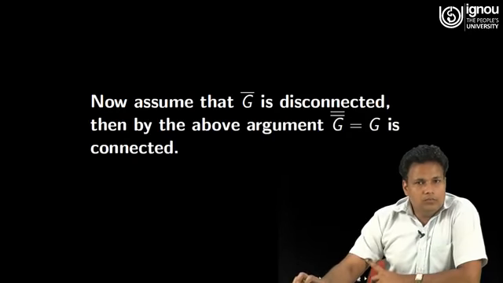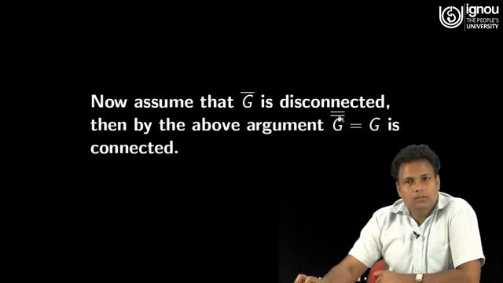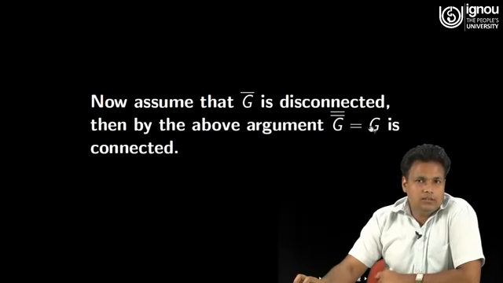Now we shall assume that G bar is disconnected, and then we can use the same argument we have used above to show that the complement of G bar, that is the graph G itself, is also connected. So thus we have proved that given any simple graph G, both G and G bar cannot be disconnected, at least one of them is connected.